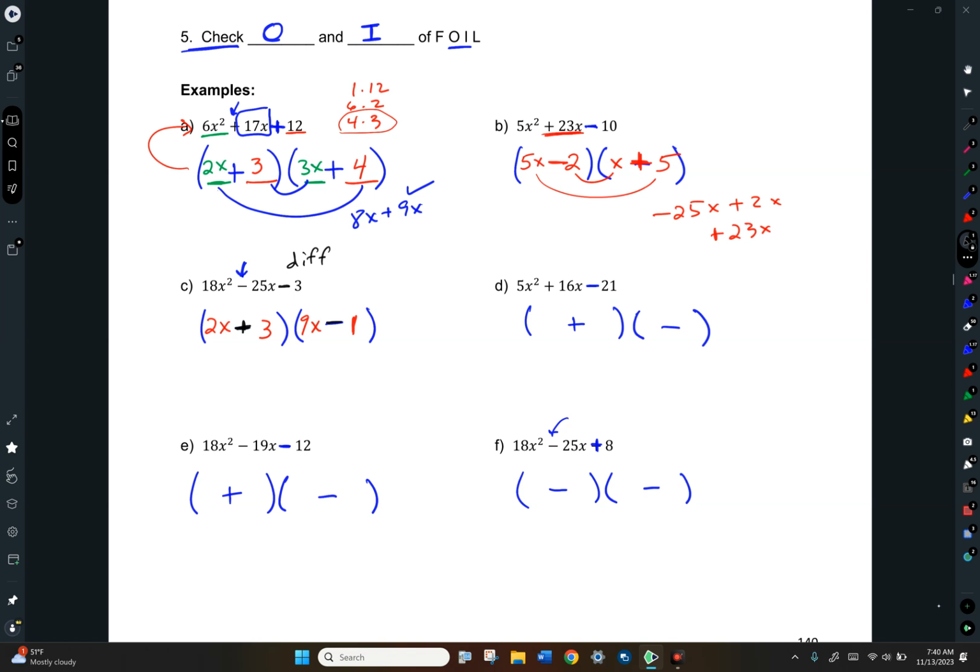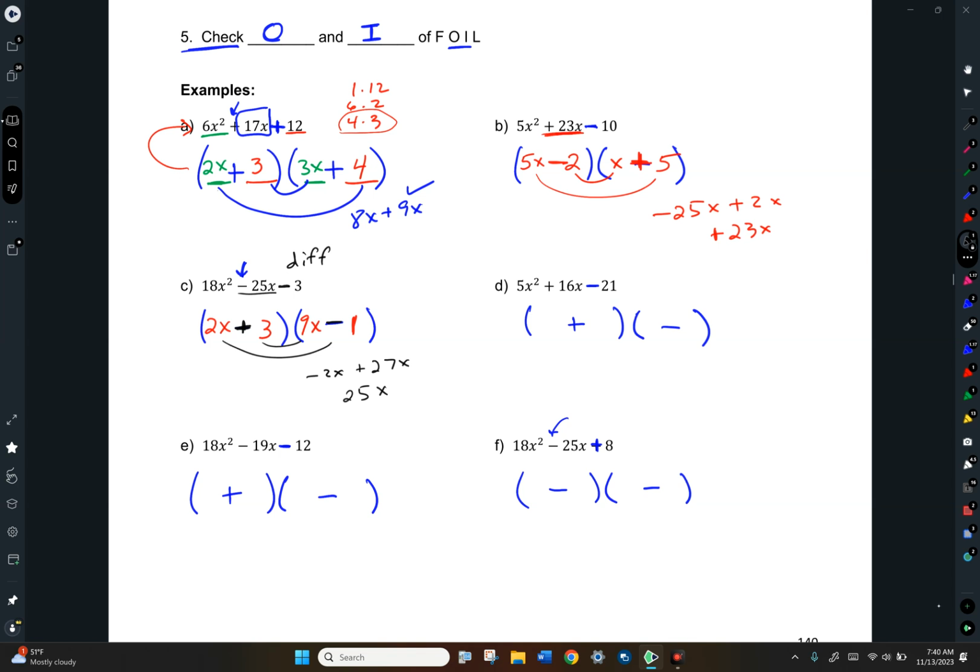So I still need to check. I need to see if this is going to give me that 25 in the middle. On the outer, I'm going to have negative 2x. On the inner, I have positive 27. Does that give me negative 25? No, but it gives me positive 25, right? Doesn't that give me positive 25x?